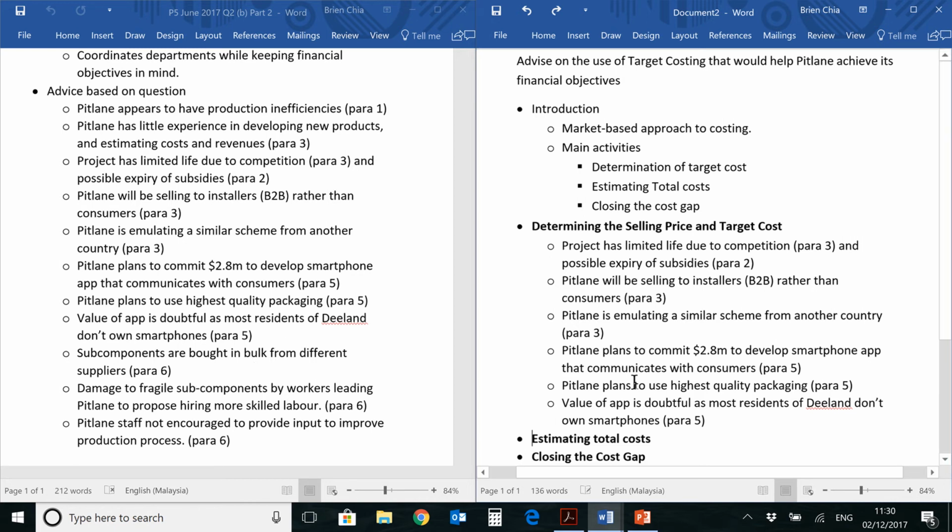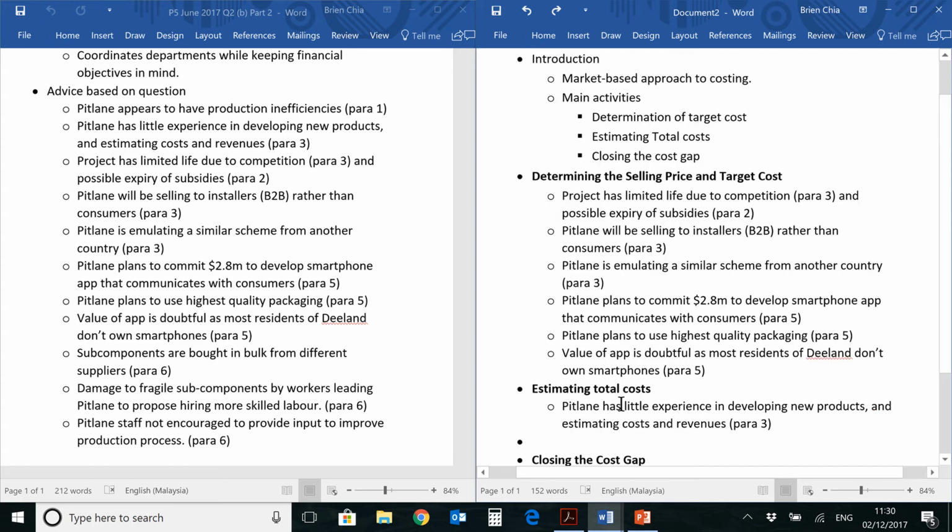Okay, and we will now be talking about estimating total costs. The main item here is Pit Lane has little experience in developing new products and estimating costs and revenues, which is over here. Okay, and closing the cost gap, we'll be talking about the costs which we can identify from the question.